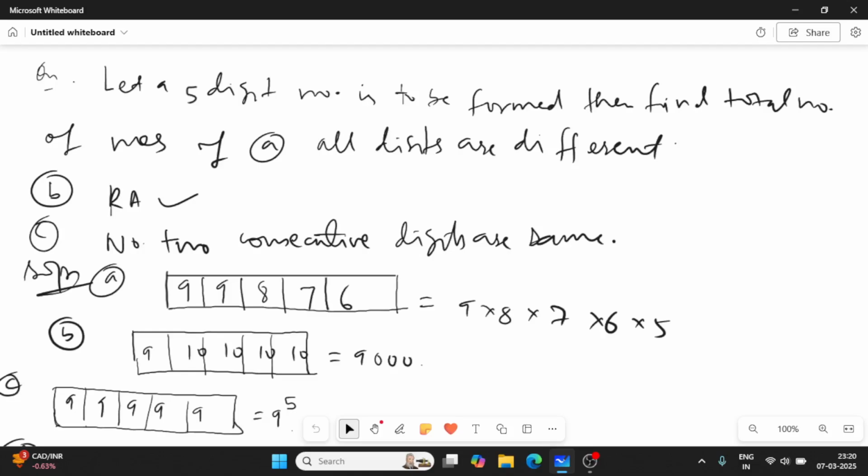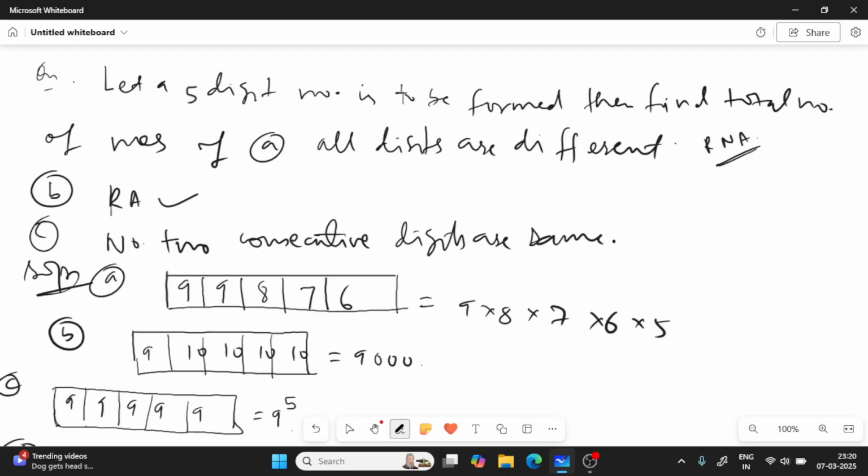We have a question. Let a 5-digit number be formed from the given digits. Find the total number of numbers if all digits are different. That is, he is telling repetition is not allowed. So if repetition is not allowed, in that case, what will be the total number of numbers? Second part is B, when repetition is allowed, and third part is no two consecutive digits are same. So in this case, we will solve like this.